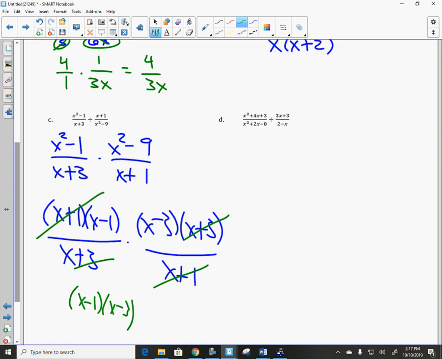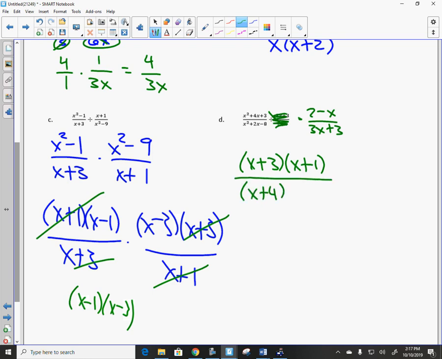Now the last one, a little bit more challenging. I'll multiply by the reciprocal, which is 2 minus x over 3x plus 3. So I get rid of that guy. I look at x squared plus 4x plus 3. How does that factor? X plus 3, x plus 1 over, it's like x plus 4 times x minus 2.